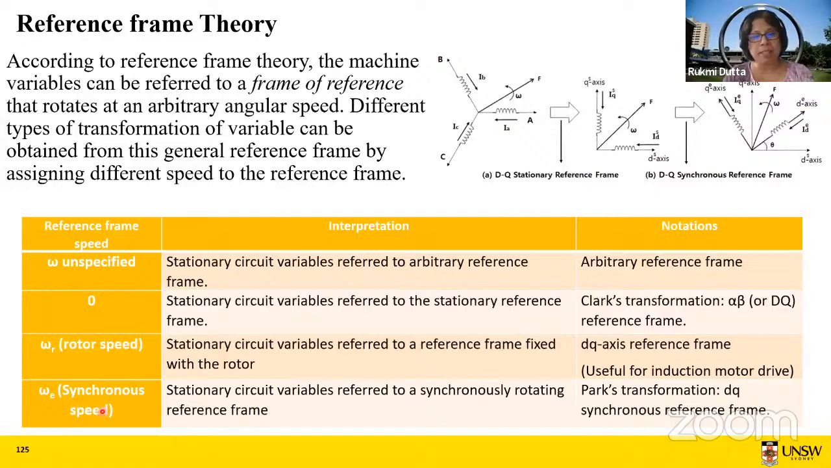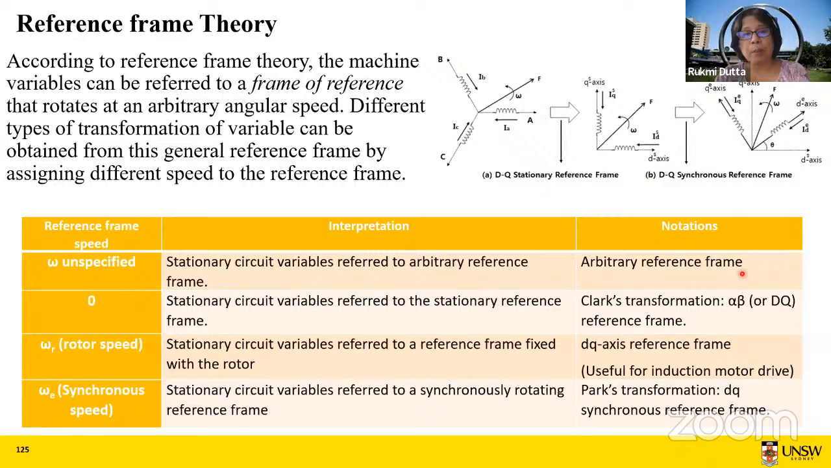But for an induction machine, the synchronous reference frame and rotor reference frame are different. As some of you know, the induction motor rotates at a speed other than synchronous speed. But for a synchronous machine, fortunately, we don't have to distinguish between the rotor reference frame and the synchronous reference frame. And mostly we'll be talking about the synchronous reference frame.